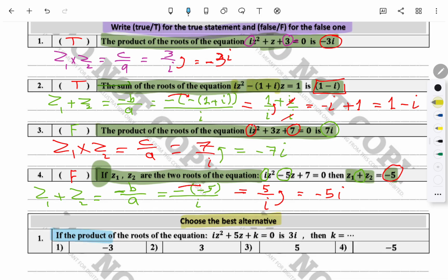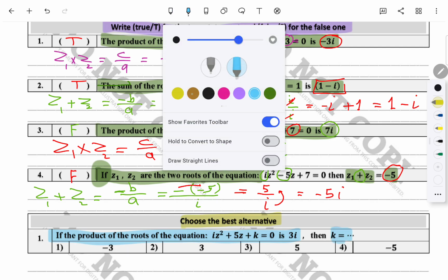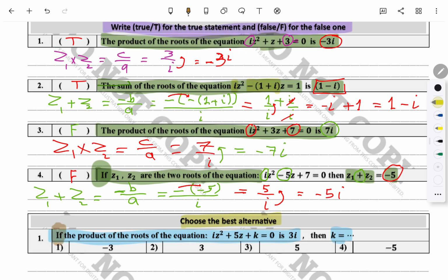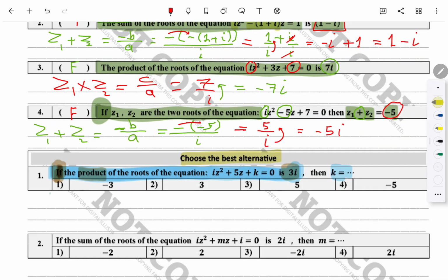if the product of the roots of the equation is given as 3i, then he is asking you to find the value of k. I hope you start by the given, which is written by if. The word if is very important in your equation. If the product here is 3i, so try to write the rule of the product, which is z1 times z2 equals c over a.